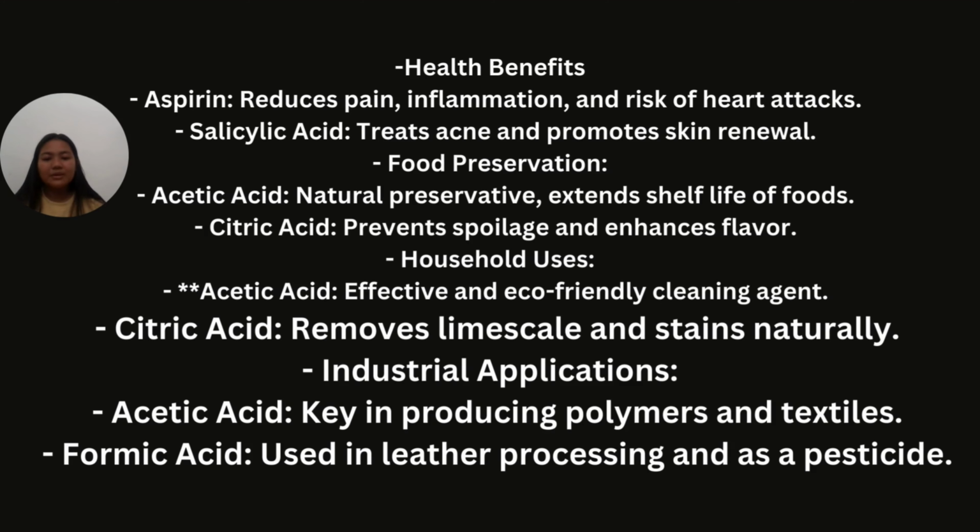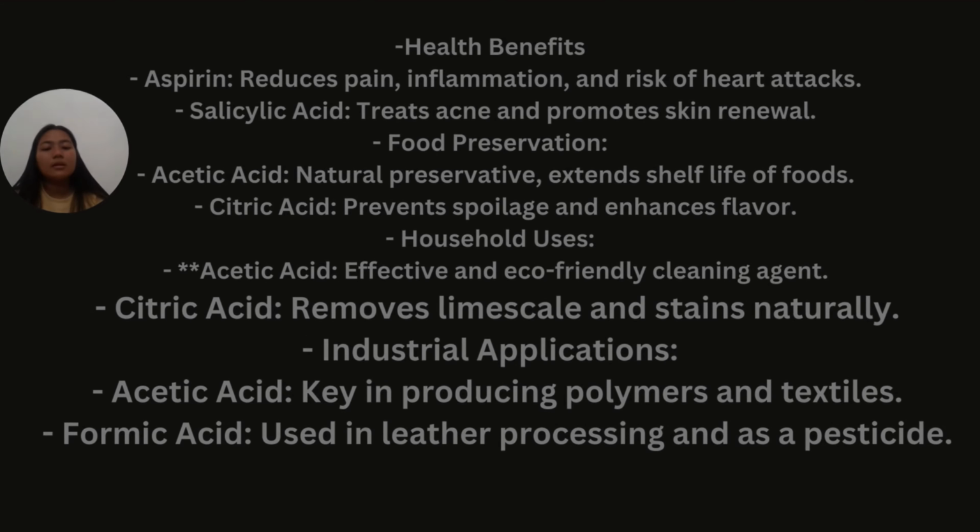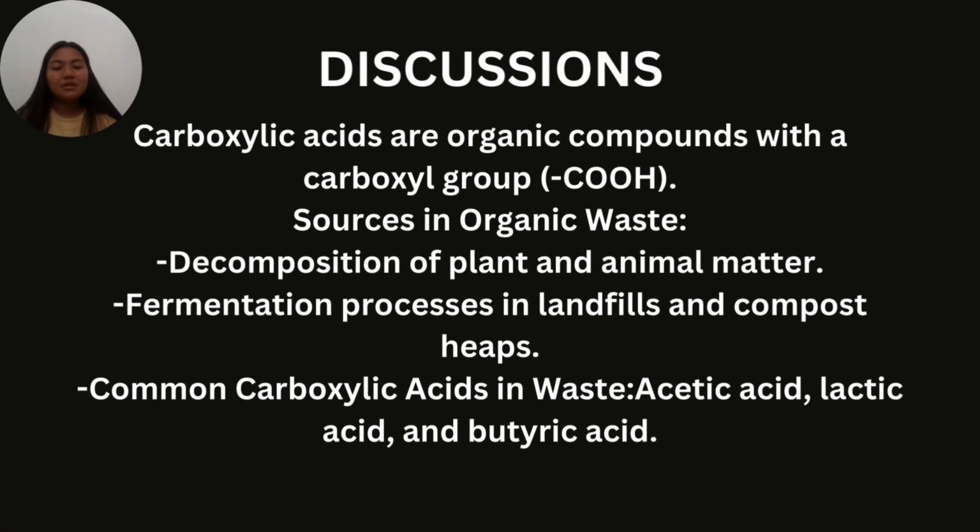Industrial purposes: acetic acid is key in producing dyes and textiles. Formic acid is used in the leather process and as a preservative. Carboxylic acids are organic compounds with a functional group COOH. Sources are organic waste or decomposition of plant and animal matter, fermentation processes, landfills and compost heaps. Common carboxylic acids in waste residual compounds include acetic acid, lactic acid, and formic acid.